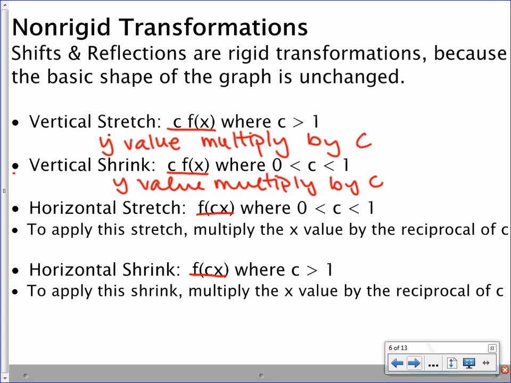Also, anytime we put something inside of our function, it always acts backwards. When we want to shift right, we subtract c, which is backwards, right? So to get our new x value, we're going to multiply by the reciprocal of c to get our new x value, since everything's backwards inside.